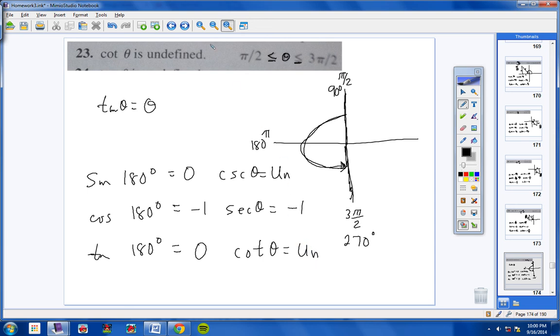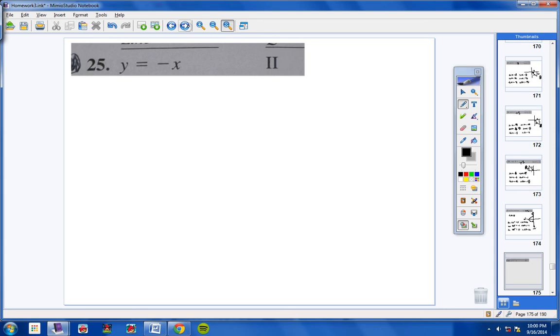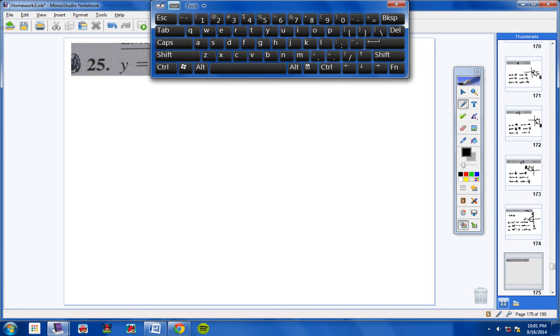Very good. Moving on. Let's take a look at numbers 25 and 27. The directions say the terminal side of theta lies on the given line in the specified quadrant. Find the values of the 6 trig functions of theta. Okay, not too bad. Here we go.